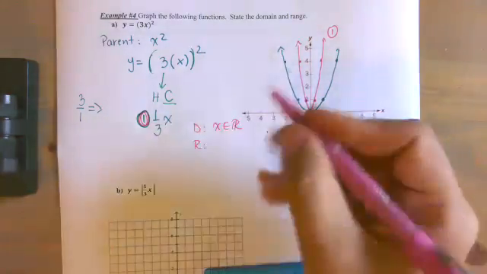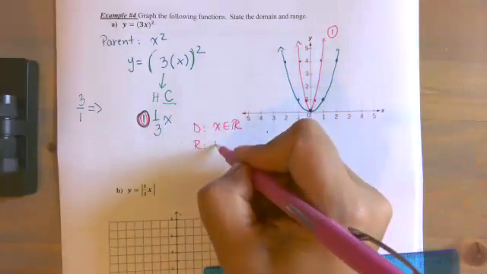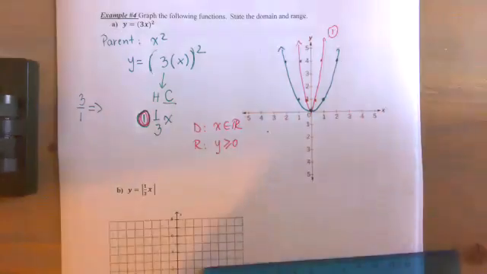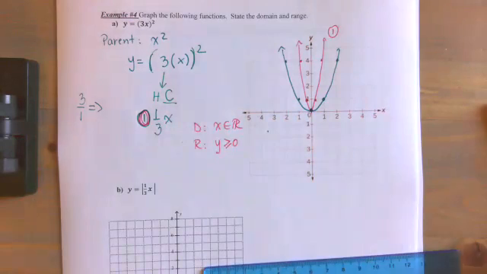Domain is all the real numbers for the red graph and y bigger and equal to 0. So nothing really changed for domain and range, just by doing a stretch or a compression in the horizontal direction for this function.